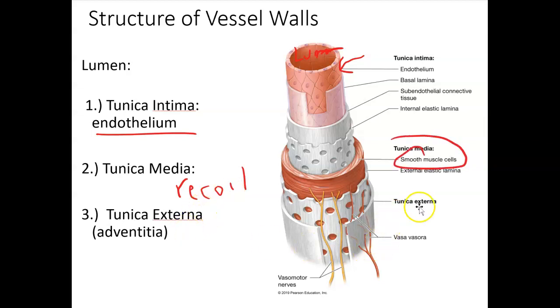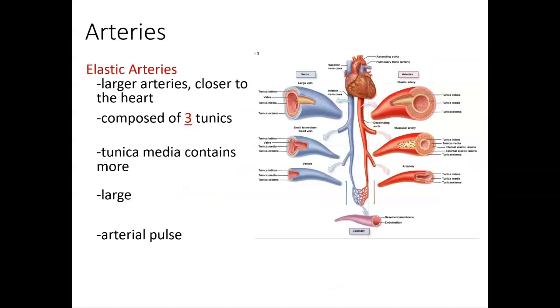The tunica externa, or adventitia, though typically externa is used, is the outer layer of the vessel. And this is the outer layer that surrounds and supports the vessel. It also can anchor it to other vessels in the area and other structures. So we're going to start looking at these blood vessels in more detail.